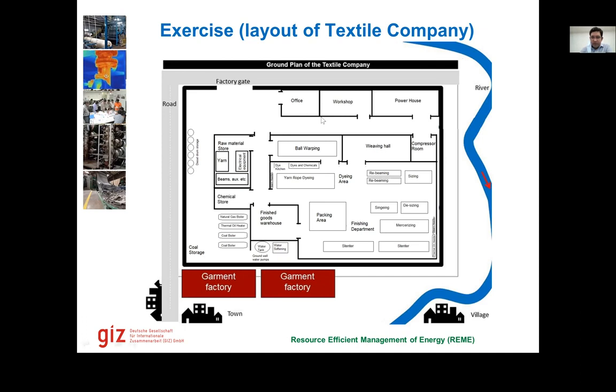So what do we have here? We have a factory gate, offices, workshop, powerhouse. Here is the entrance to the factory. We have a compressor room. At the entrance, we have a raw material store where there's yarn, fiber, electrical equipment, beams, and other auxiliaries. Then we have a chemical store here, diesel drum storage, and coal storage. We have some boilers and a thermal oil heater. This is the finished goods store. At the bottom, we have a water tank, a ground well, water pumps, and a water softening plant.